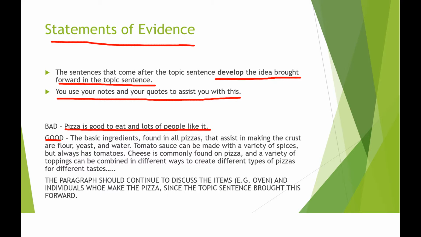There, we've covered ingredients in the topic sentence. The topic sentence we brought forward also consists of items and individuals. So your paragraph should continue to bring forth those items, such as an oven, and the individuals who make the pizza.